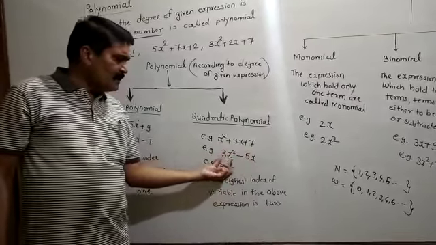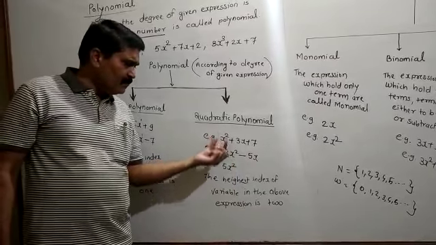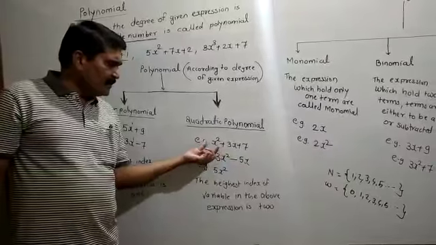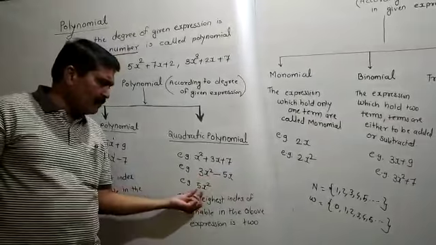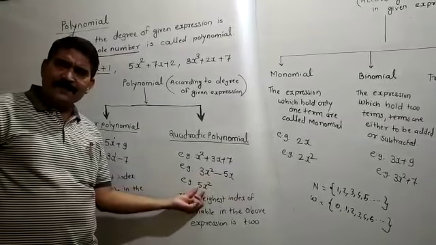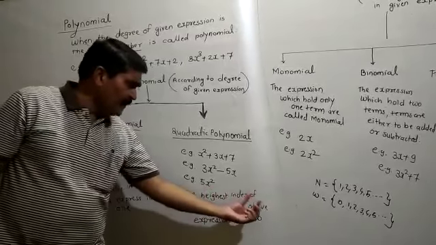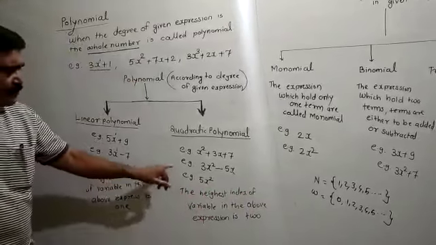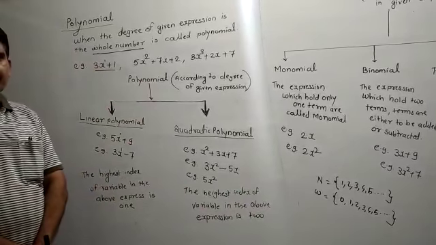So the highest index of the variable is 2. So you have to say that this one is called the quadratic polynomial, this one is also called the quadratic polynomial, and this one is also called the quadratic polynomial. Then the highest index of the variable in the above expression is 2, so this expression is called the quadratic polynomial.